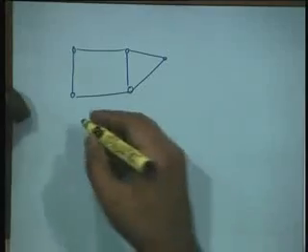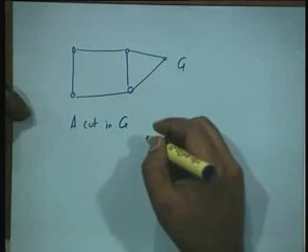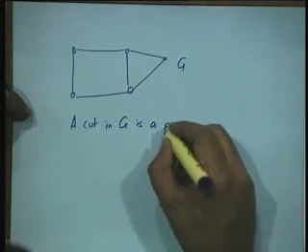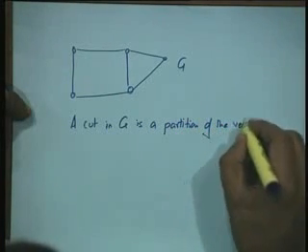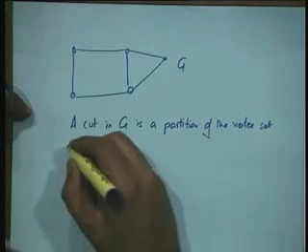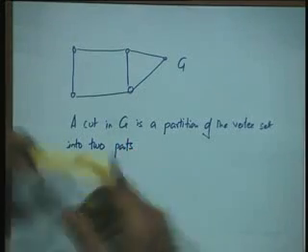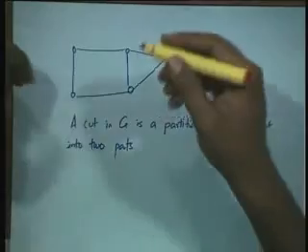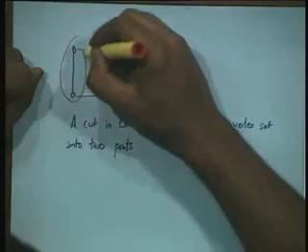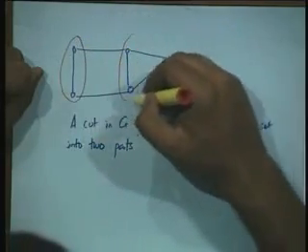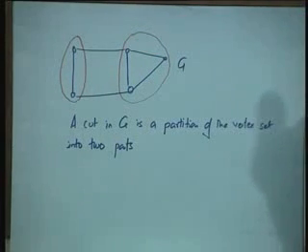A cut, let's say this is graph G, a cut in this graph G is a partition of the vertex set into two parts. What does it mean? Let me break the vertex set into two pieces. So let's say one piece is this and the other is the remaining, because it's a partition. This way of splitting would define a cut.